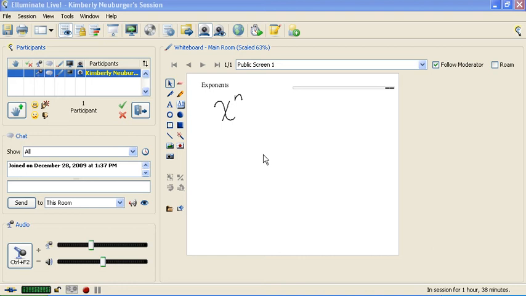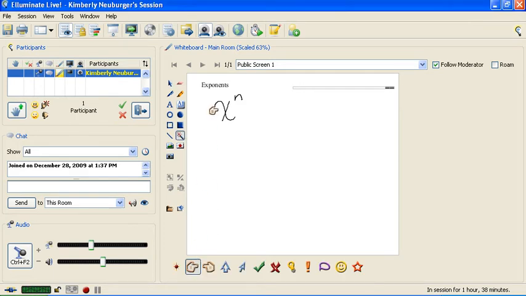Hi class, today we're going to take a look at the order of operations, but before we get into doing that, we're going to need to take a look at what an exponent is, because exponents are going to show up in our order of operations. And so when you have an exponent, there's going to be some different parts to our exponents.